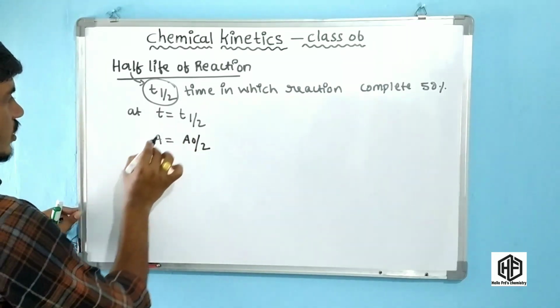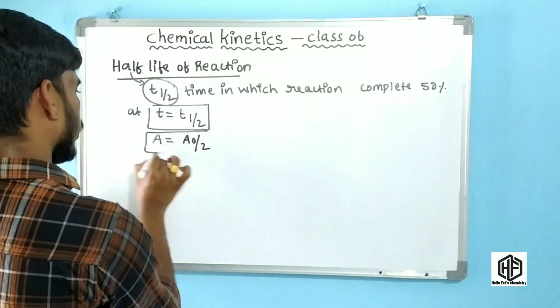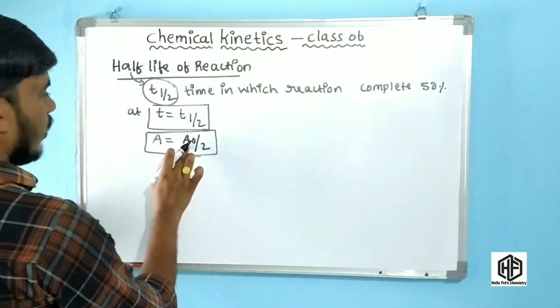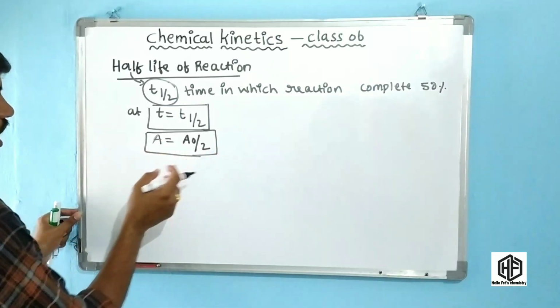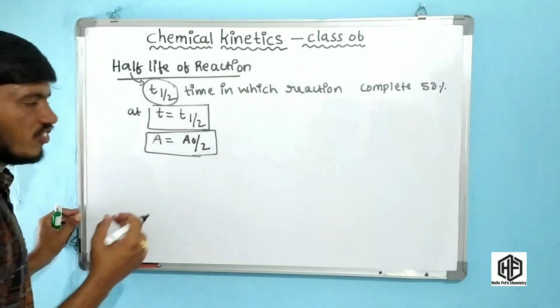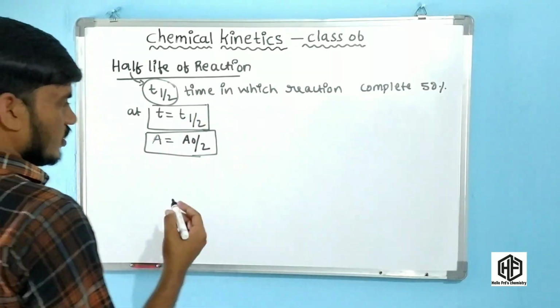This is very important, friends. t is equal to t half and A is equal to A naught by 2. It means initial concentration by 2. This is the half of the initial concentration, the time in which the reaction is 50% complete.